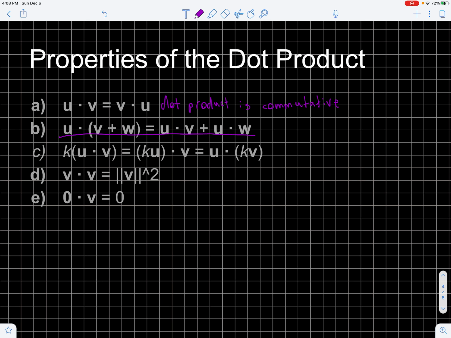U dot (v plus w) equals u dot v plus u dot w. That is another way of saying the dot product is distributive.